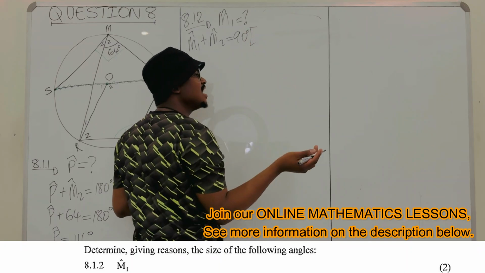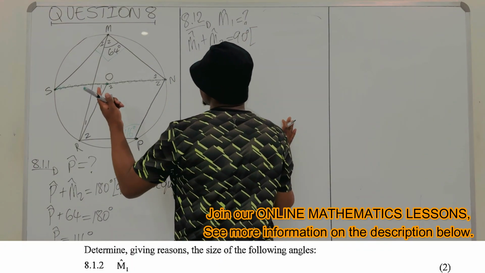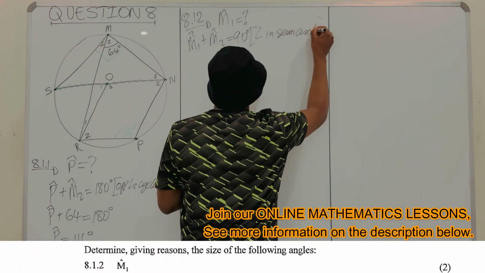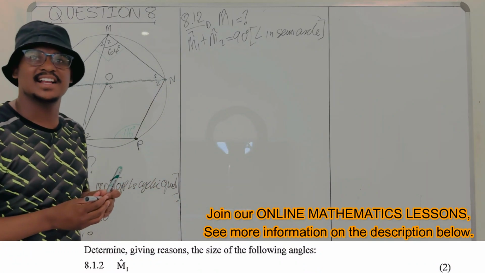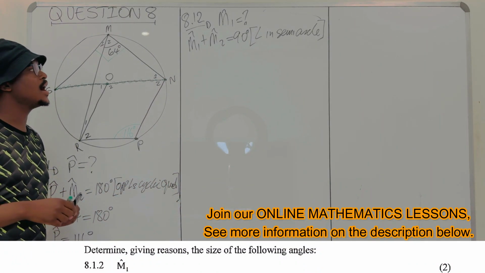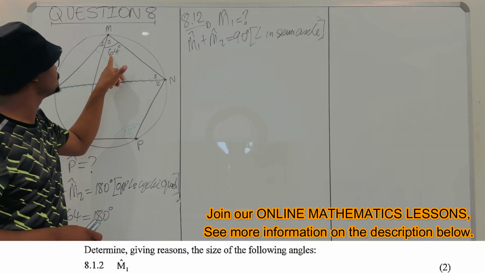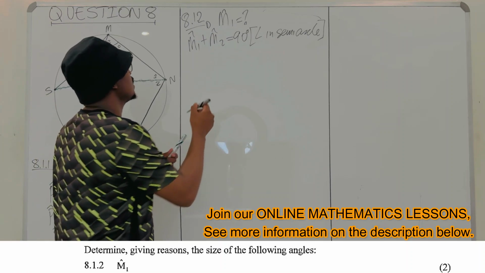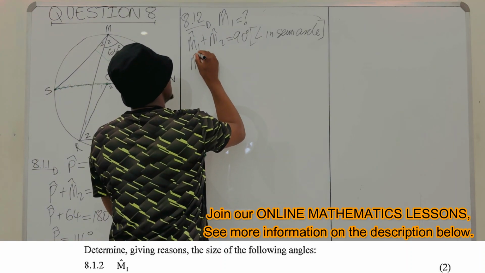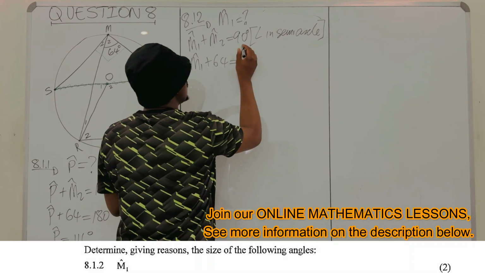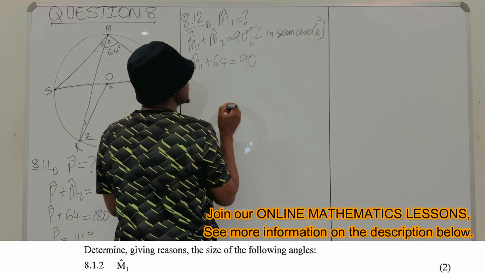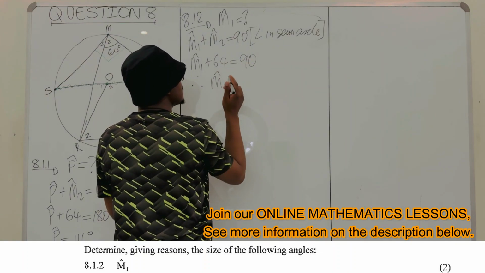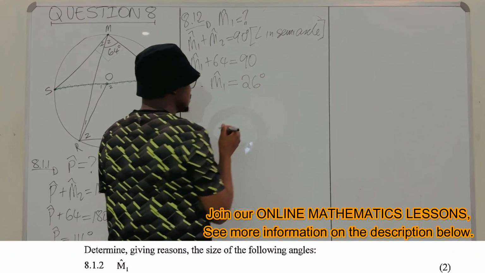So what you will say is, okay, my M1 plus my M2, they give you 90 degrees. Why? Angle in a semicircle, which means that it's an angle subtended by a diameter, right? But we know what M2 is. M2 is 64. So in this case, we'll say angle M1 plus 64 is equal to 90 degrees, right? Therefore, your M1 is equal to 90 minus 64, which is about 26 degrees, right?